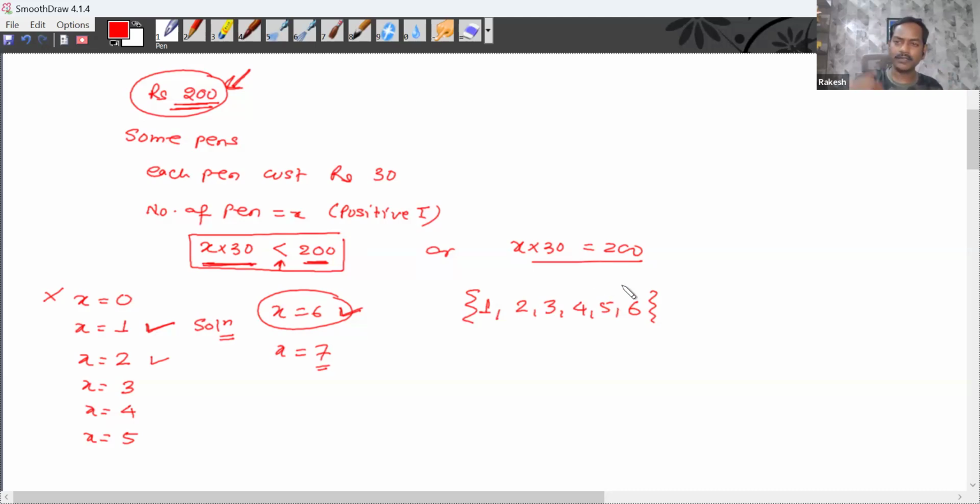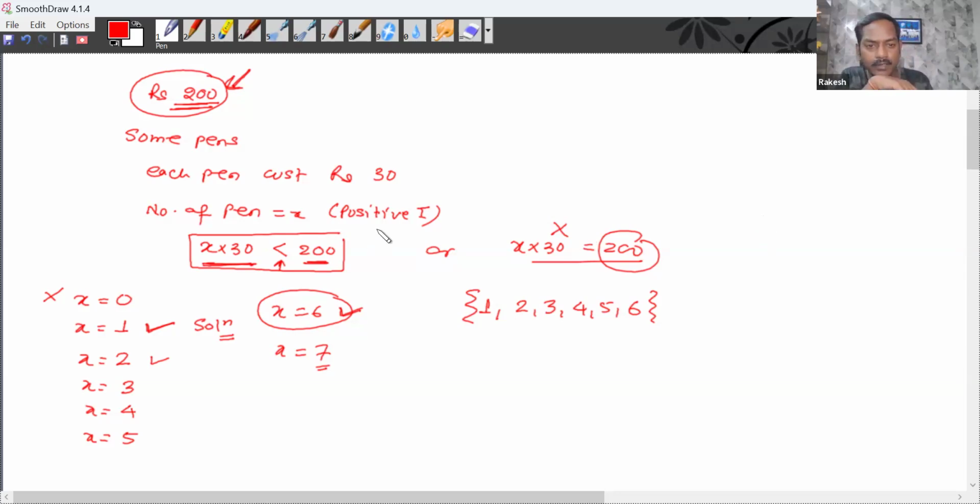As I said, I could have spent the entire 200 rupees also to buy the pens, but that is not possible. The reason being, 200 is not a multiple of 30, or we can say that 30 is not a factor of 200, or I can say that 200 doesn't appear in the multiplication table of 30. Had it been 210, then I could have bought the 7th pen as well by spending the entire amount. So if I want to solve that, what is a better way of solving it?